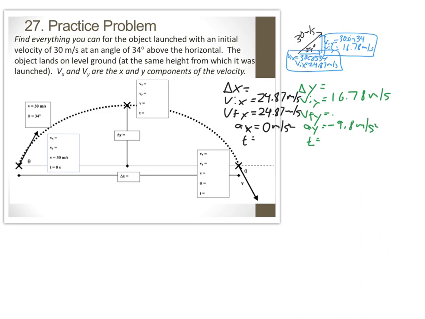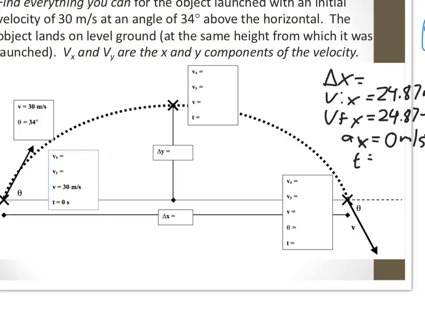So I'm going to fill in on this chart what concepts I now know. I just found my 2 initial velocities. So the initial in the x is going to be this 24.87 meters per second, and the initial in the y is going to be the 16.78 meters per second. I know that x is going to be the same throughout, so I can fill in that x component for all the other locations, because there is no acceleration in the x.